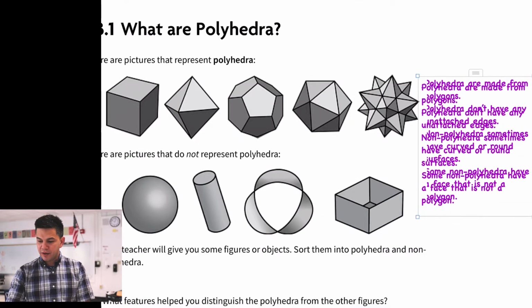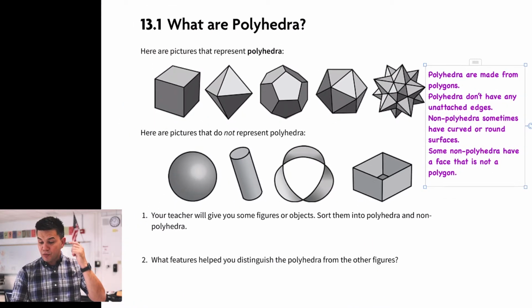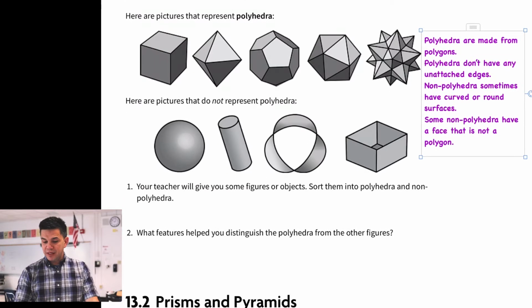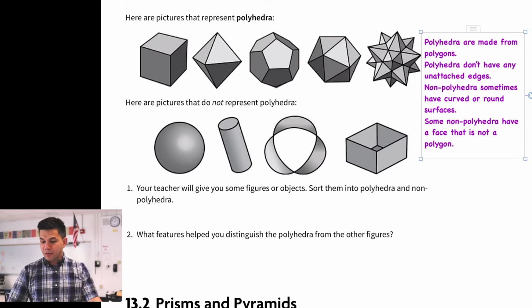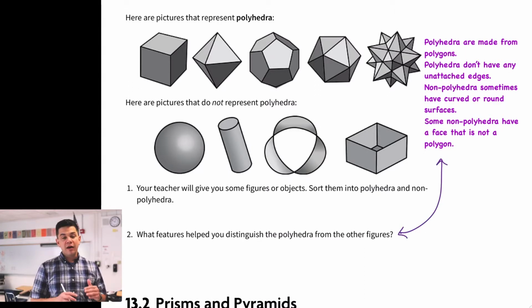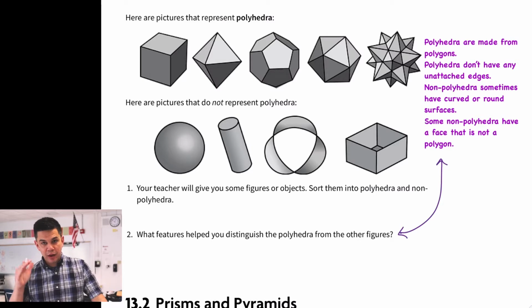Here are some characteristics of a polyhedron, and you can write this in your book. Definitely write this in the space down below for number 2. Polyhedra are made of polygons, and all the polyhedra on the top are composed of these polygons. Polyhedra don't have any unattached edges. So if you look at this box over here, we mentioned before that it doesn't really have a top. Unattached edges, you need to close that up, make sure you don't have an opening like that.